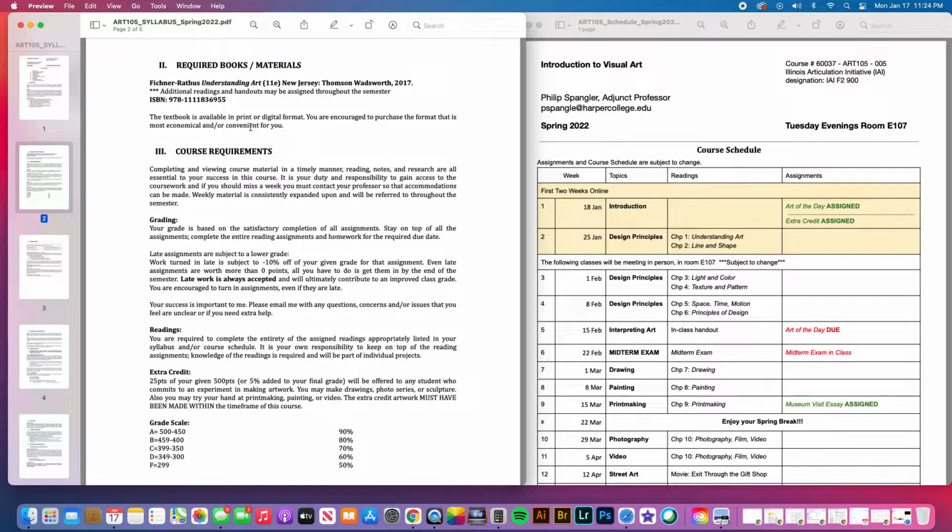So if you feel that it is important, I absolutely encourage you to buy the book. If you want to risk not buying the book, I will not dock you any points or anything like that, but it is at your own risk.